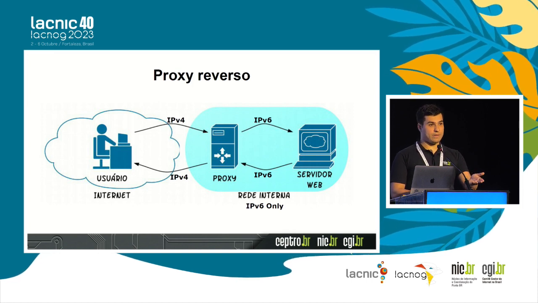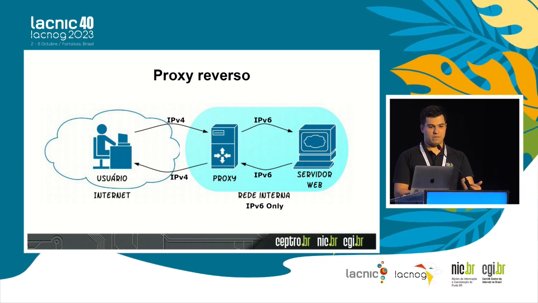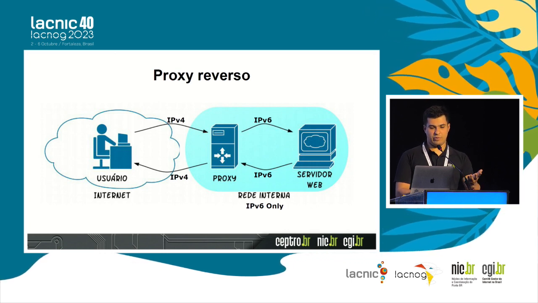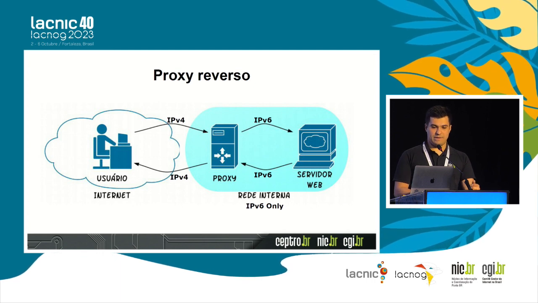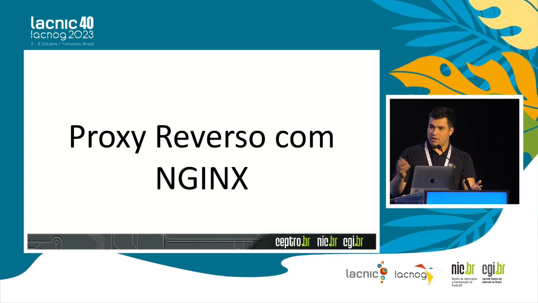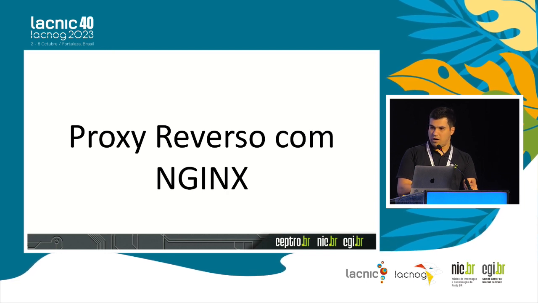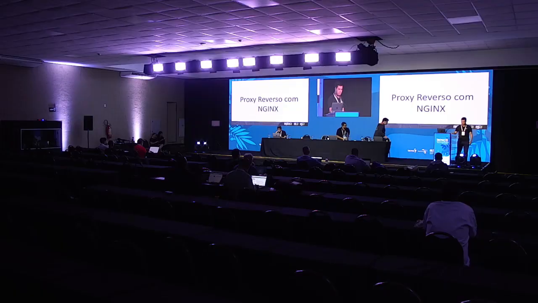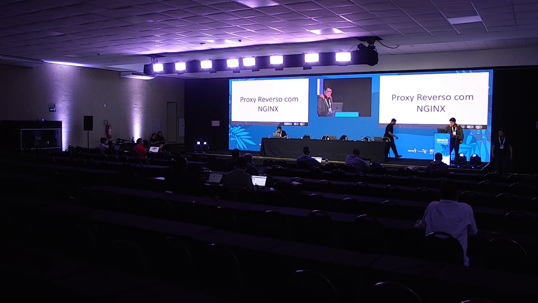Now, the important thing here is to include the certificate in the proxy, and after that, to include the address of the IPv4 content, which is mapped in the proxy in order to do the lookup for content in IPv6. Just to better understand this, let us do the reverse proxy with Nginx. And I'm going to ask Tiago to do the lab with you. Tiago, the floor is yours.